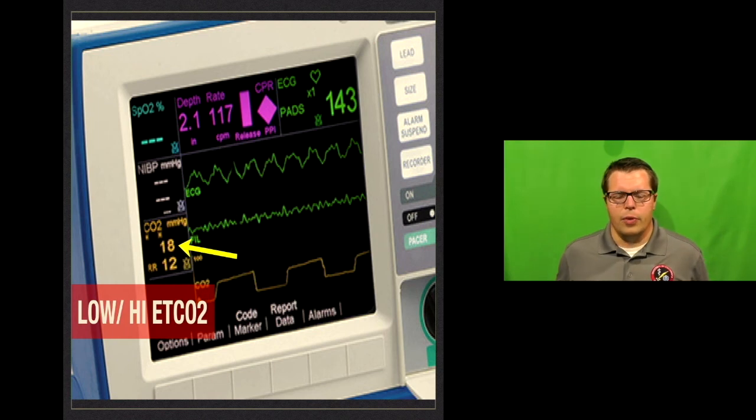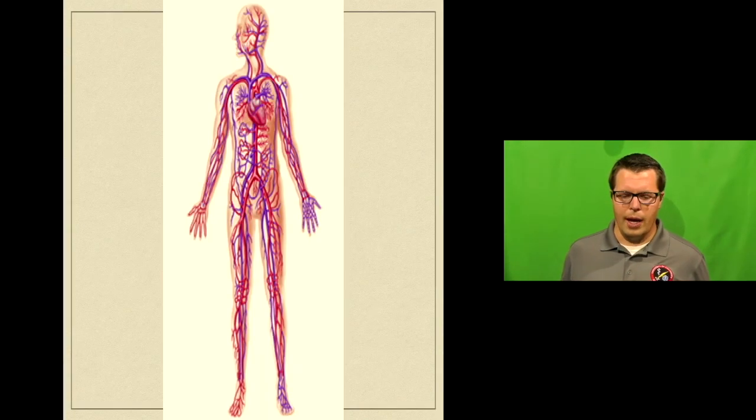How about one of the other things we can see, end-tidal CO2, CO2 of 18 with a good waveform. So what do we do at that point? Well, you've got to keep in mind that end-tidal CO2 is a surrogate for the CO2 level, the dissolved CO2 level in the rest of the body that's circulating around.